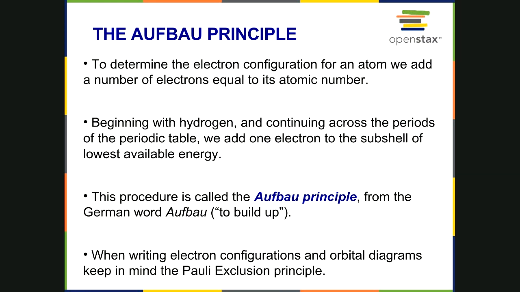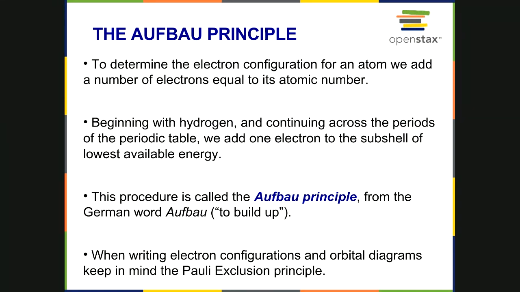Okay. So, the Aufbau principle pretty much states that when you are configuring electron orbitals, you build from the bottom up. So, electrons are going to occupy the lowest available energy level. And we also have to remember the Pauli exclusion principle, which states that no more than two electrons occupy any one orbital. And when they do occupy the orbital, they would have opposite spins.